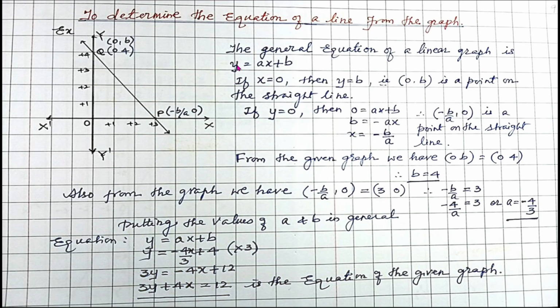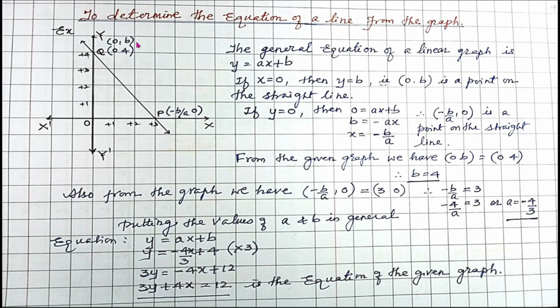If y is equal to 0, then ax plus b is equal to 0. That means ax is equal to minus b, or x is equal to minus b by a. That means when y is equal to 0, we have a point on the straight line graph as (minus b by a, 0). So we have one point (0, b), another point (minus b by a, 0). Now let us locate these two points on this straight line. So now let us look at the graph there. We have (0, b) and (minus b by a, 0). Now (0, b) is the point Q, and (minus b by a, 0) is P.